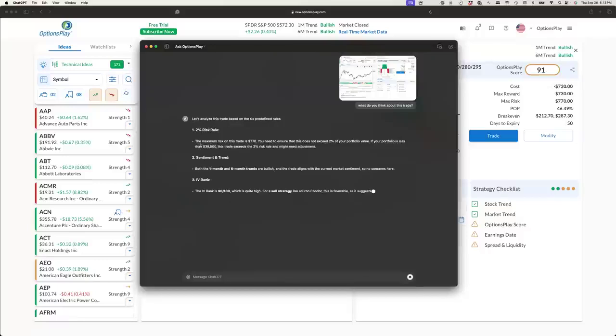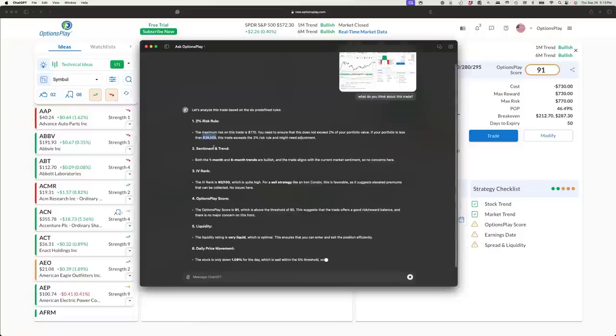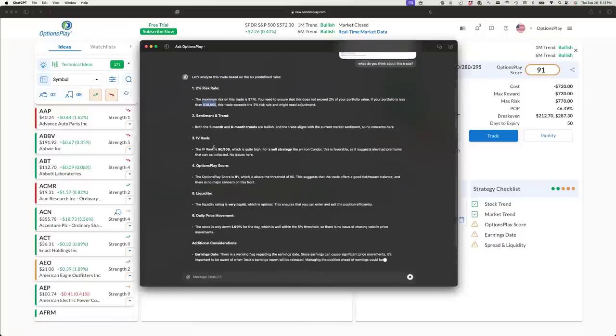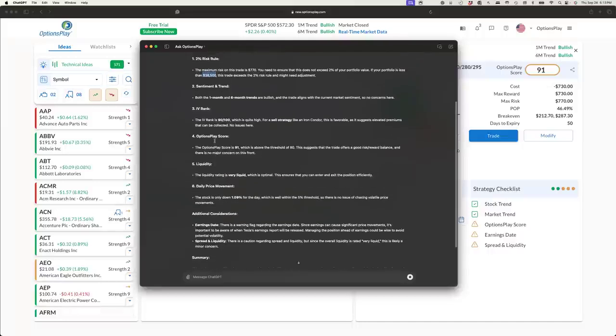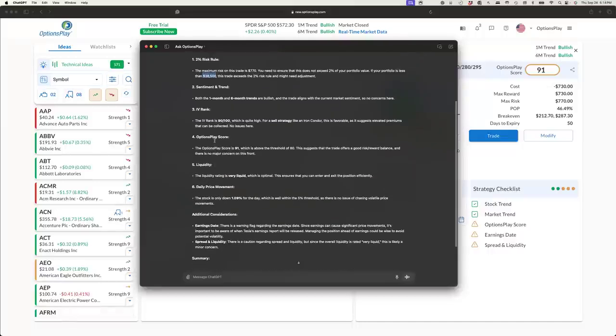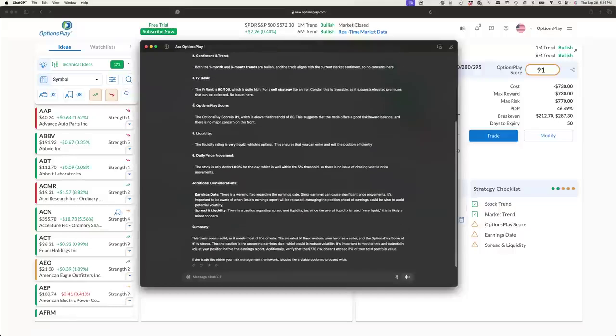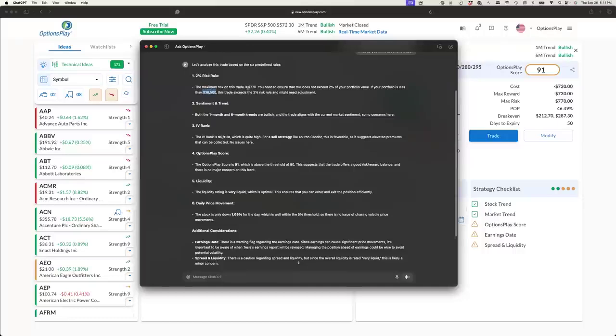So it's telling me that I need $38,000 in my portfolio to place this trade. So that's the first hard and fast rule that you should not change. If you have less than $38,000, you probably shouldn't be trading this iron condor because you're exceeding the 2% rule. And again, if you don't understand why, you can ask it, why do I need $38,000 in order to sell this iron condor? And it'll help explain that rule to you.